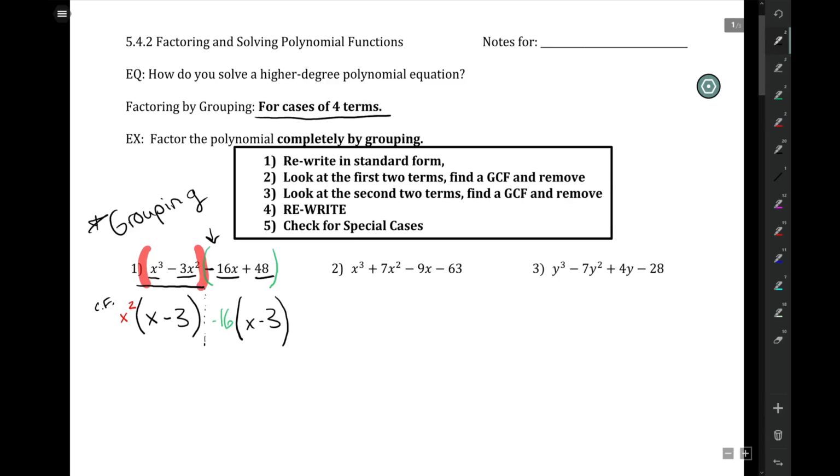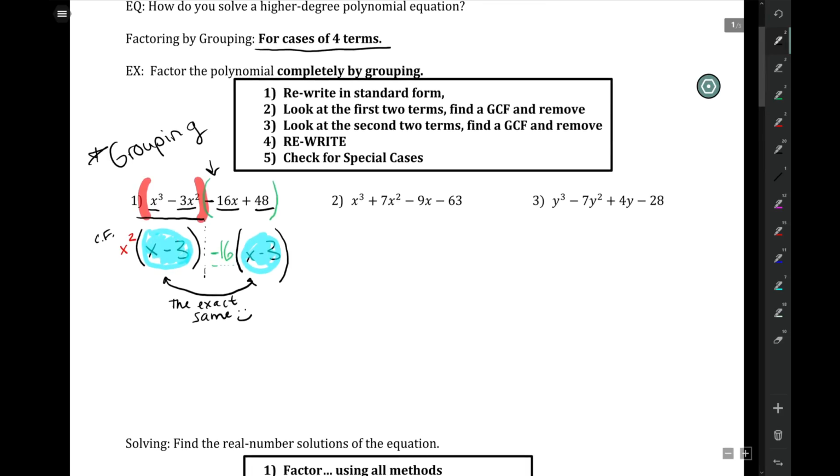Now notice I took out a negative 16, okay? The thing with the grouperang is we are grouping, and our hope is to get the same thing in both of these. So after we remove common factors, we want both of our parentheses factors to be the same. So they need to be the exact same. Okay, which is why I took out a negative 16.